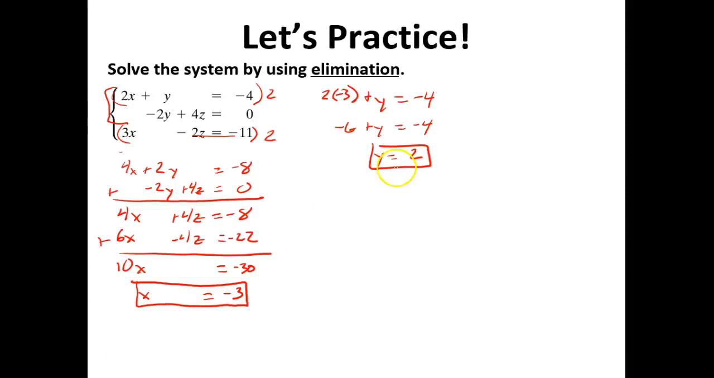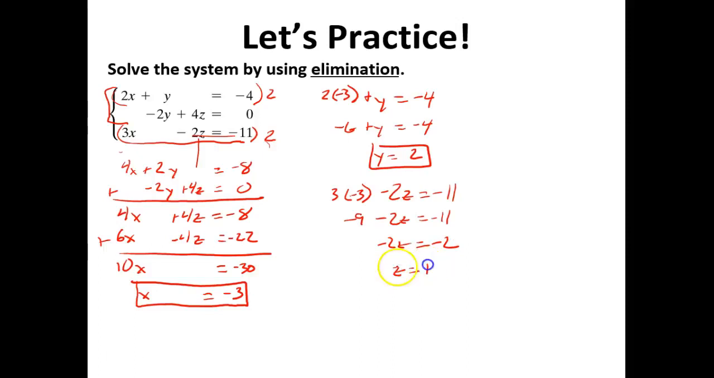I can either use this and this equation to find my z, or I could use this and this equation to find my z. It doesn't really matter. I'll go ahead and use this 3x minus 2z. So 3 times the x value that I found, negative 3, minus the 2z supposedly equals negative 11. Negative 9 minus 2z equals negative 11. So negative 2z equals negative 2, and z is equal to 1. Now, I have an x, I have a y, I have a z.